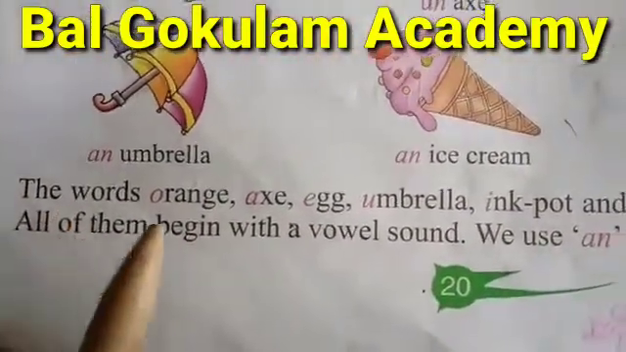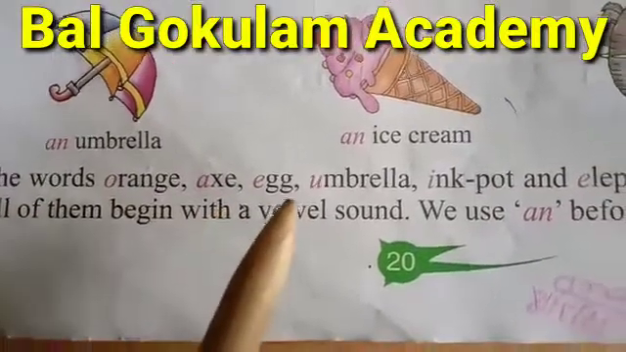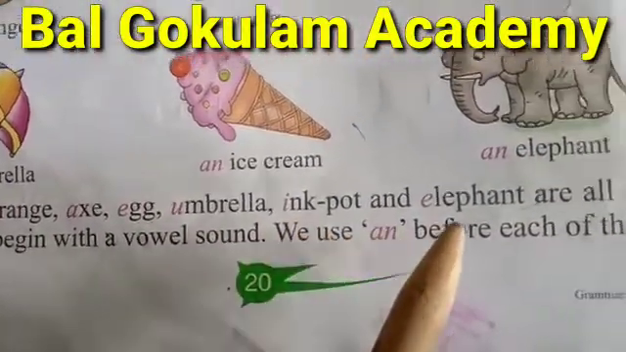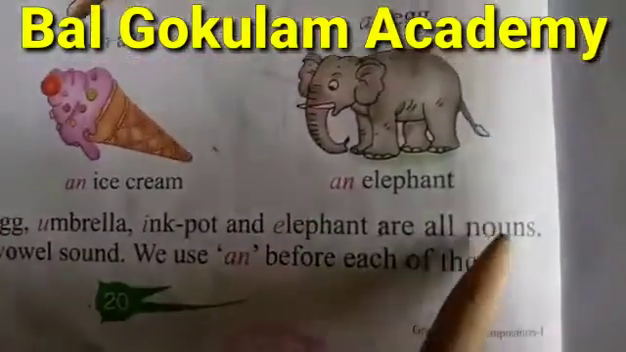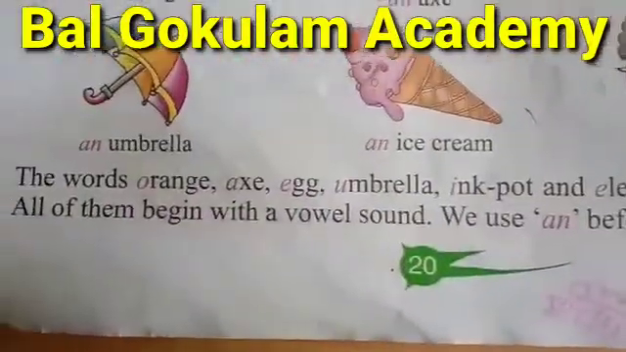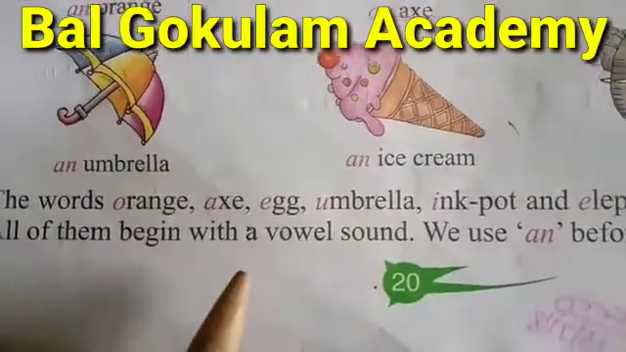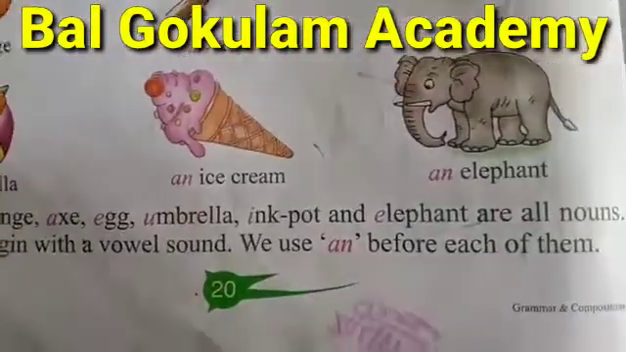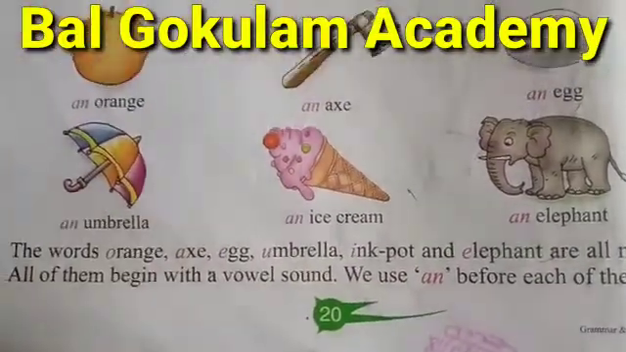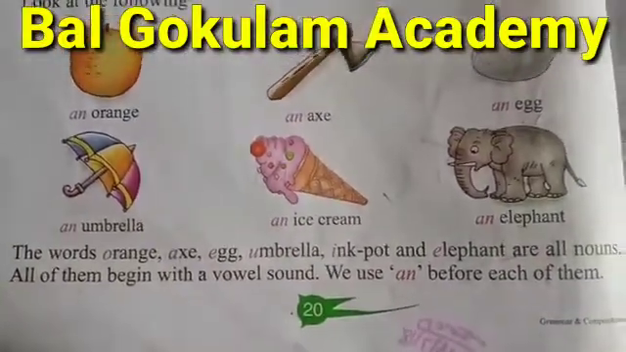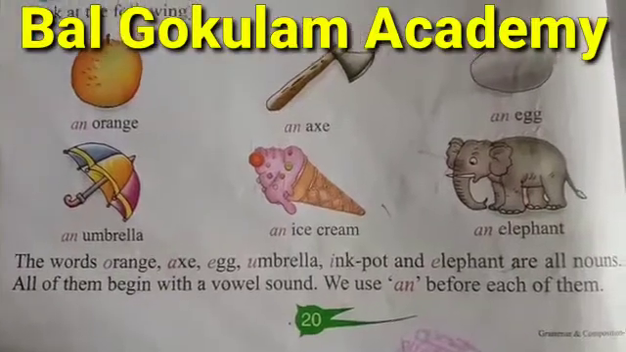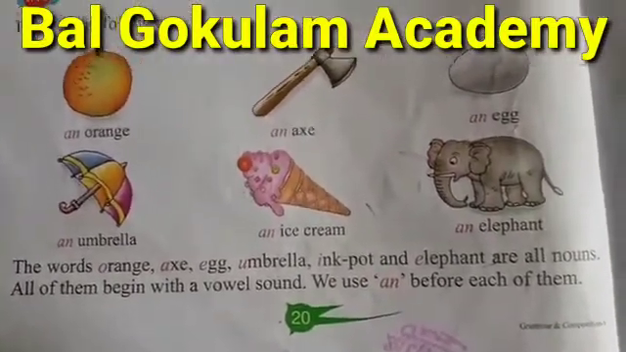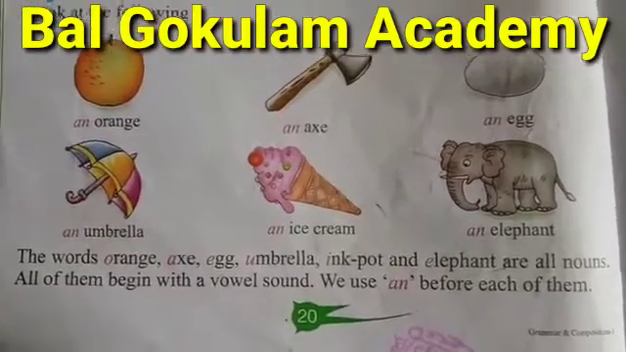The words orange, X, egg, umbrella, ink pot and elephant are all nouns. All of them begin with a vowel sound. We use an before each of them. So students, remember one thing, the words which begin with a vowel sound, we use the article an before it. Okay?